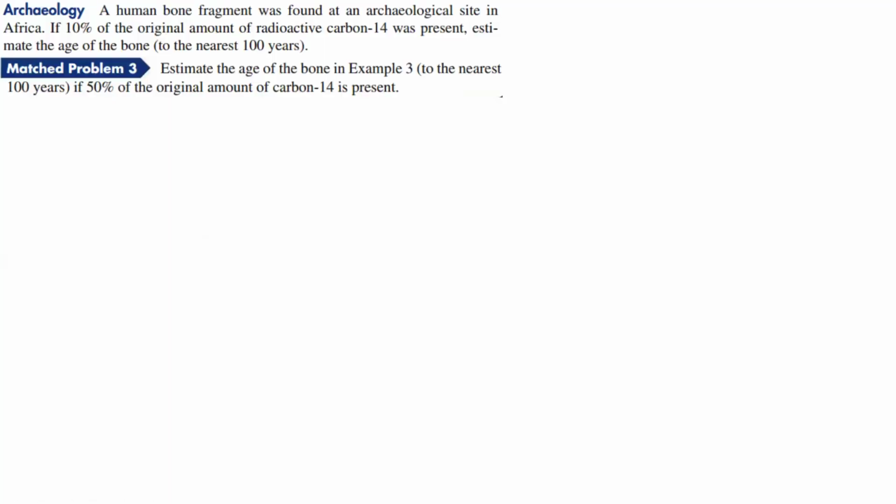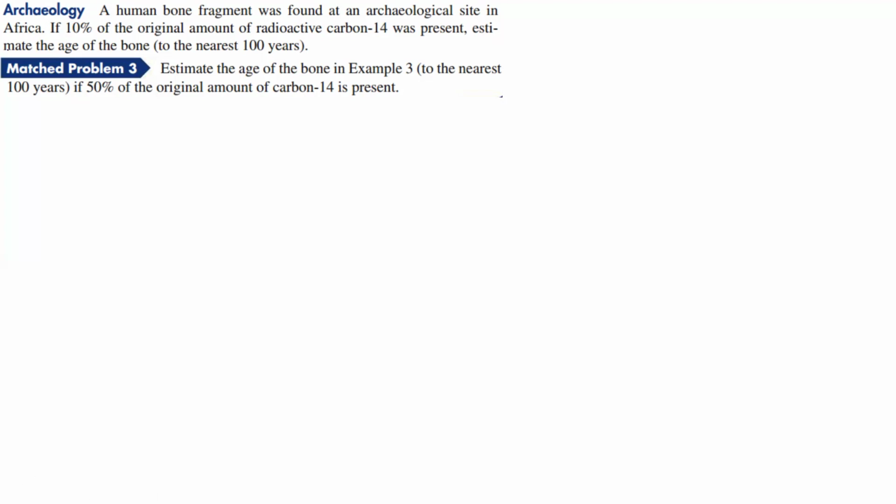It says a human bone fragment was found at an archaeological site in Africa. And now we're supposed to estimate the age of the bone to the nearest 100 years if 50% instead of 10% of the original amount of carbon-14 is present. Okay, so what do we know?